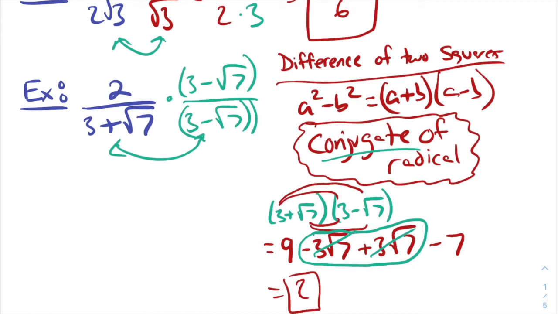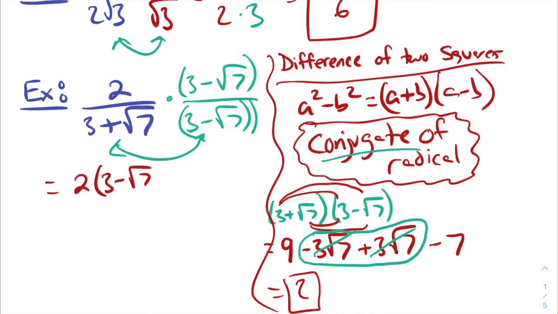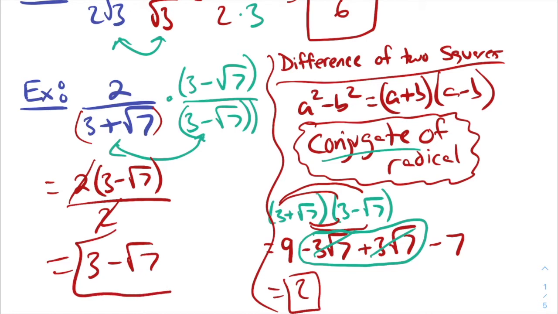If we go back to our original problem, the numerator is going to be 2 times 3 minus the square root of 7. In the denominator, we just saw that multiplying this expression by that other expression ends up being 2. Now the 2's in the numerator and denominator cancel each other out. So this is going to be equal to 3 minus the square root of 7. This is a fine answer, specifically because there is no denominator and no square root in the denominator. But these would be equivalent to each other.